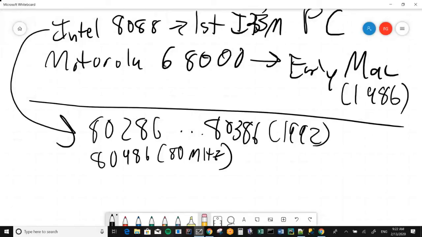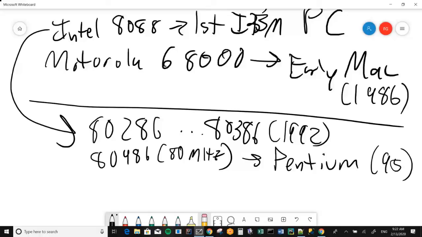Okay. And then finally, instead of calling it the 80586, they called it the Pentium. And then they stopped using those numbers, and they came up with Pentium Pro, Pentium Plus, Pentium this, Pentium that, and all modern Intel processors continue to be direct lineal descendants of that Pentium series, which hit around 1995 or thereabouts.